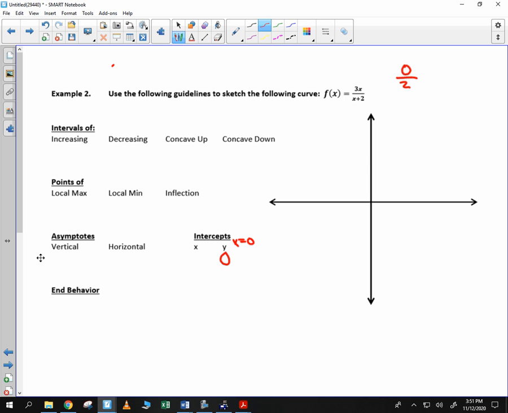And then when you set the function equal to 0, so you have 3x over x plus 2, if you're going to make that equal to 0, if you would just cross multiply, you get 3x is equal to 0. So notice it's just wherever the top is equal to 0, and that would be at 0 as well. So we do have zeros there. Hopefully you understand that with the domain, x cannot be -2. So for your asymptotes, in this situation, you are going to have a vertical asymptote of x equals -2.